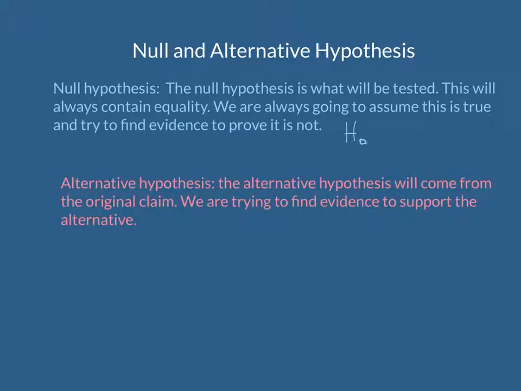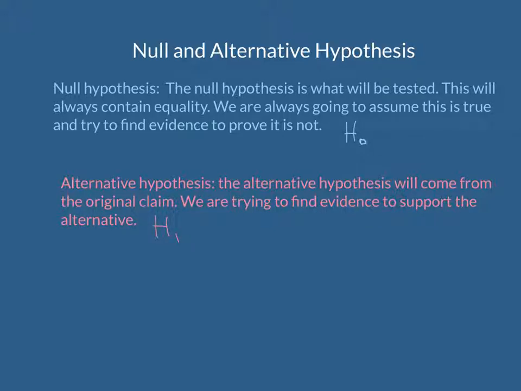The alternative hypothesis will come from the original claim. We are trying to find evidence to support the alternative. So we're trying to prove that the null is false and the alternative is true. Because they will always be opposites of each other, one must be true and one will not. The alternative hypothesis we denote as H1.